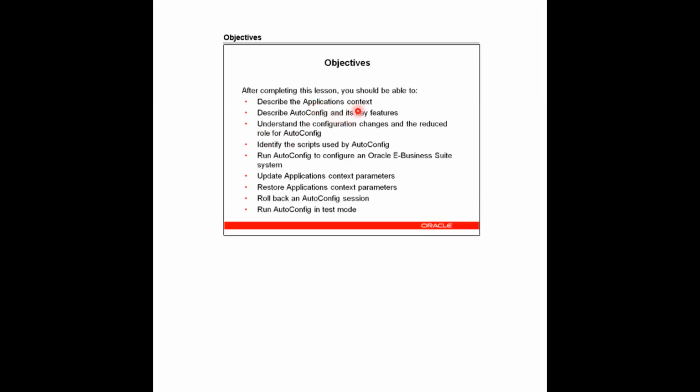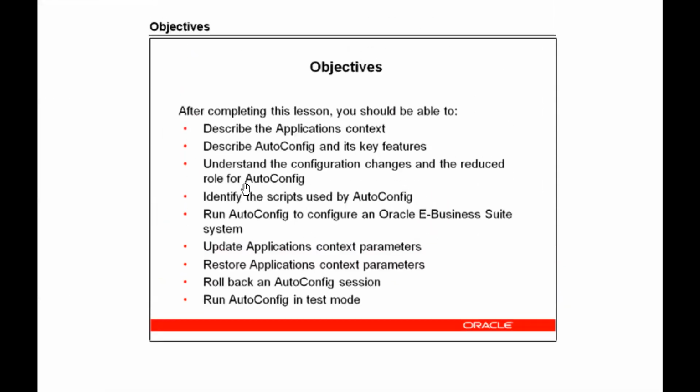All right. So with that, we'll come to this particular AutoConfig. At least we'll introduce, we'll just brush up AutoConfig. Okay. And we'll see how it goes. So: describe the application context, describe AutoConfig and its key features, describe the configuration changes and the role of AutoConfig, identify the scripts used by AutoConfig, run AutoConfig to configure the Oracle E-Business Suite system, update application context parameters, restore application context parameters, roll back an AutoConfig session, run AutoConfig in test mode.